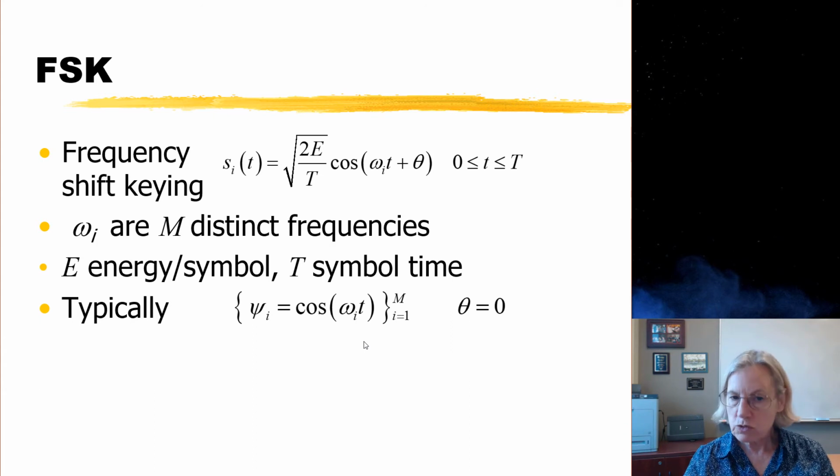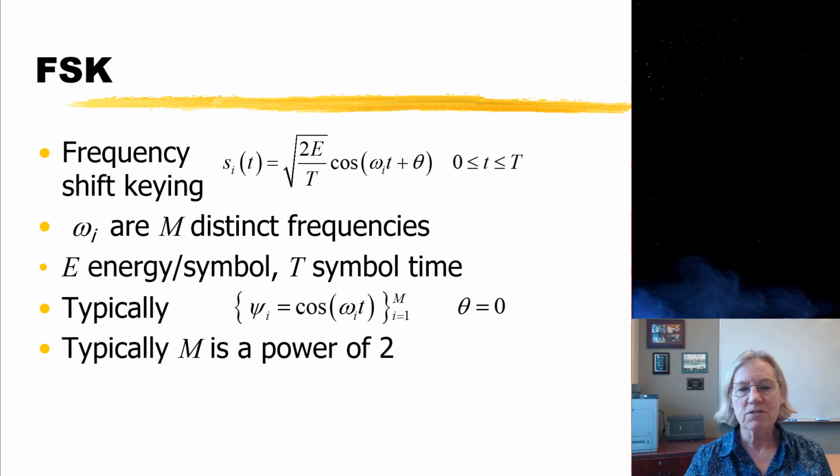and we assume that for frequency shift keying, the way that we choose our modulation frequencies is such that they are orthogonal to one another. And I'll be talking a lot more about that towards the end of the chapter, about what implication there is in the choice of frequencies. But right now, we'll just take it for granted that the frequencies are chosen so that their inner product is zero, so that they are indeed orthogonal. And by choosing them as cosines, they are orthonormal. Again, M typically in this case is chosen as a power of 2.